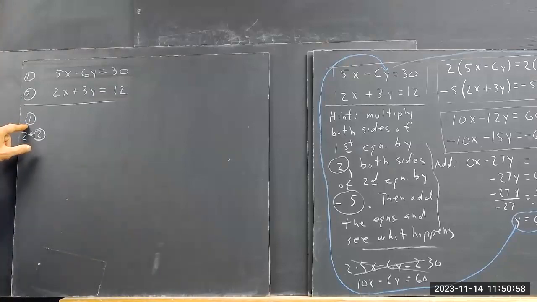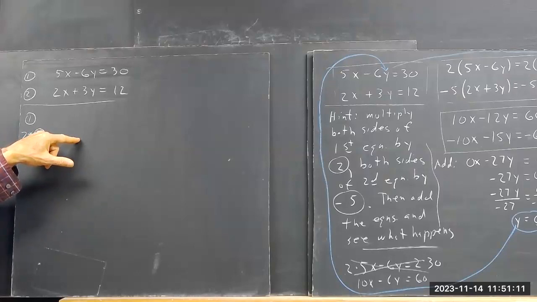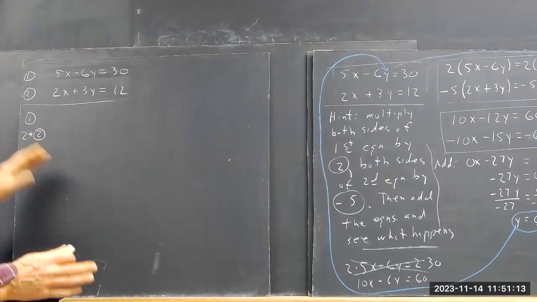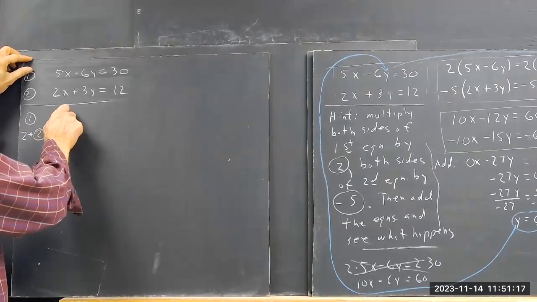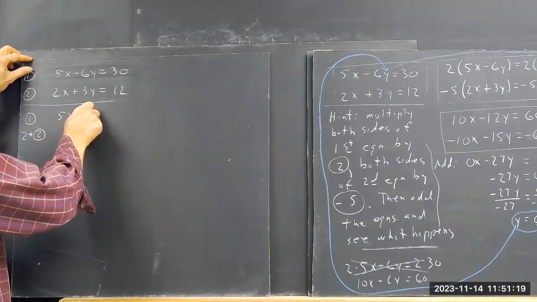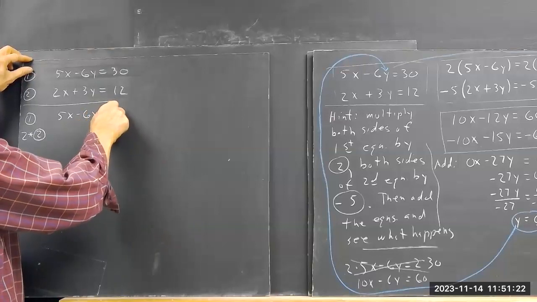This is equation 1, right? We're just going to write down equation 1 here. And we're going to write down 2 times both sides of equation 2 here. Not going to do anything with any other numbers. We're just going to do what it says, which is to write out the first equation, which is 5x minus 6y equals 30.